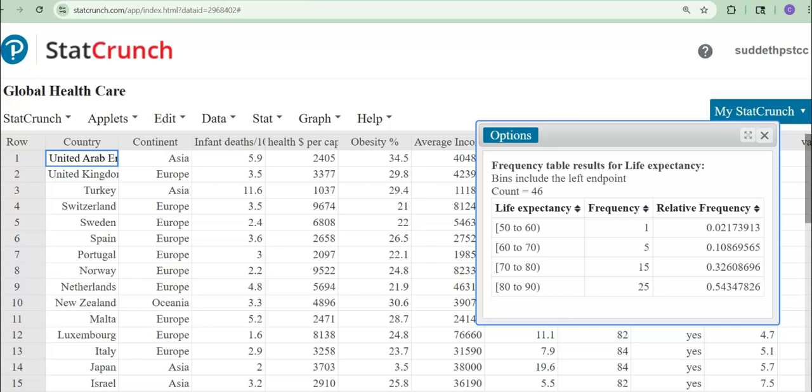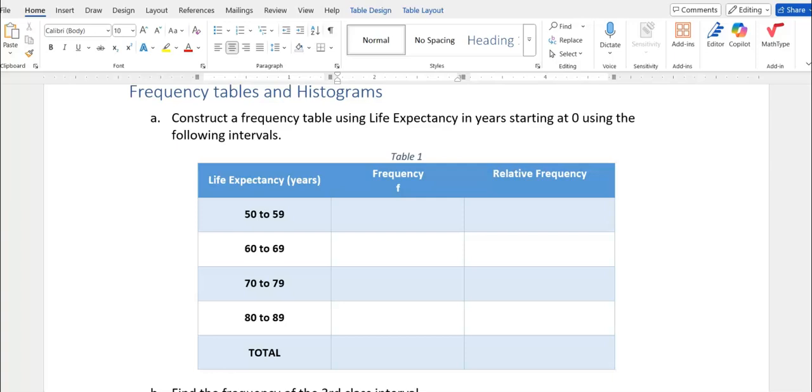Now you can see StatCrunch does it slightly differently than what's expected. They start at 50 with a bracket, that means it includes 50, but it ends at 60 with a parenthesis, so it means it does not include 60. So we use 59 in our data set. The first one is 1, then 5, 15, and 25. Let's type these answers in: 1, 5, 15, and 25. This gives us a total of 46 countries.